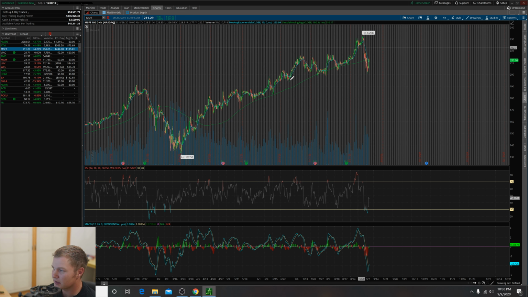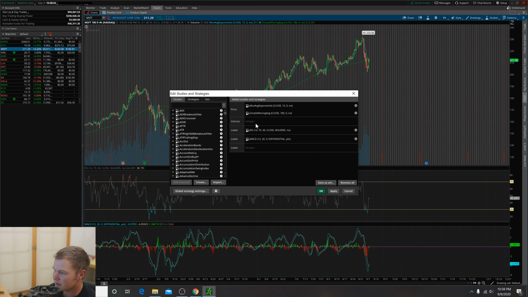Now, in order to get this to all look the same, first, you want to make sure you're on charts in order to see this, because when it first comes up, it might be on something like that. You go over here to studies, you click edit studies, and these are the ones that you want to add. I have the exponential moving average, the simple moving average, the RSI, and the MACD indicators.